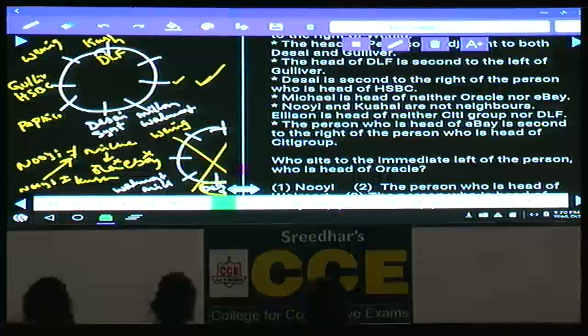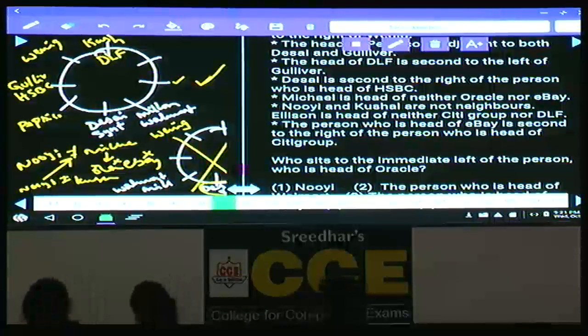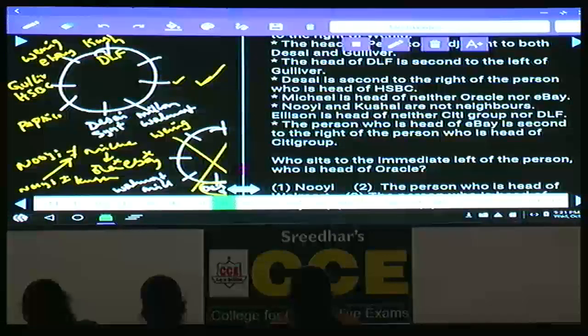then either Michael must be at this place, or there are two possibilities for this one. Then Ellison is the head of neither Citigroup nor DLF. And the person who is the head of eBay is seated second to the right of Citigroup. Then tell me what is the only possibility we have? This Winning is eBay, because that is the only possibility with two alternate places. Yes, eBay is here. Now this person must be Citigroup.